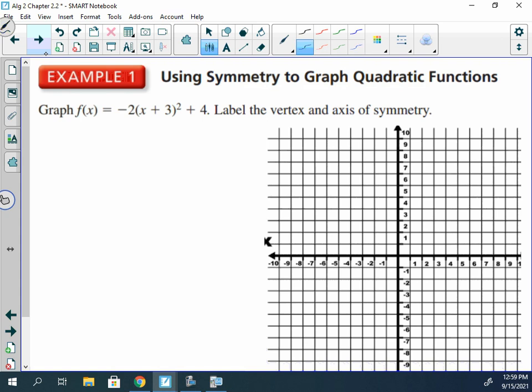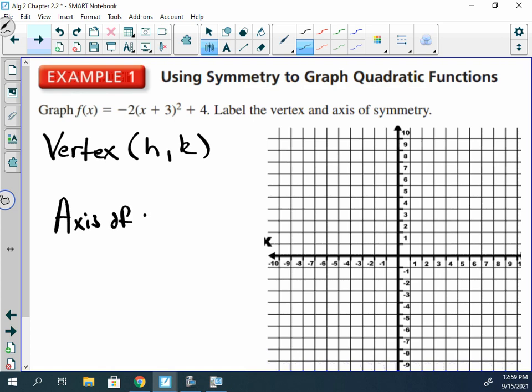I'm going to graph this one so we can see some of the properties of how this works. But the main thing we're going to find is the vertex, which is our h comma k, and our axis of symmetry, which is our x is equal to h. Now, what would the vertex of this be?